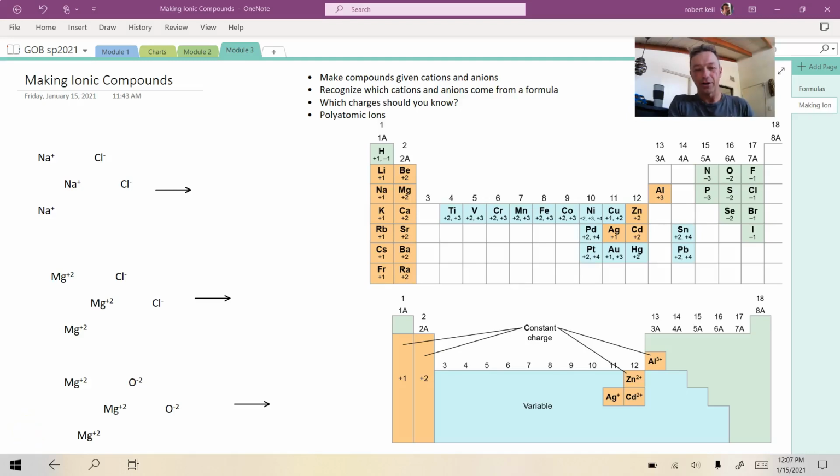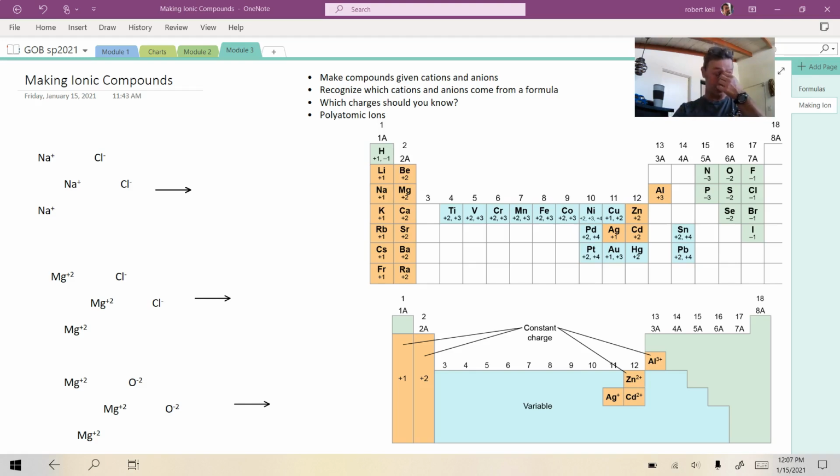Hey, I'm going to be talking about how to make compounds from cations and anions, which is not that bad. And then the opposite, which is how to recognize them when they're broken apart, which is a little worse. And kind of talk about what to memorize, which is a little different in an online class, and which polyatomic ions to memorize, or how to recognize them. Also, why we memorize them in the first place.